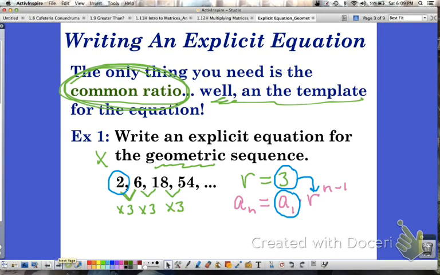So you'll write a sub n is equal to the first number in the list, 2, multiplied by, and sometimes I'll use a multiplication symbol, other times I use parentheses for multiplication. In parentheses, I'm going to write my common ratio, which is a 3. 3 goes in the common ratio spot, and then I raise it to the n minus 1 power. Now, don't change n minus 1. We're going to leave that as is. This is the answer. This is the equation that represents this sequence right here.